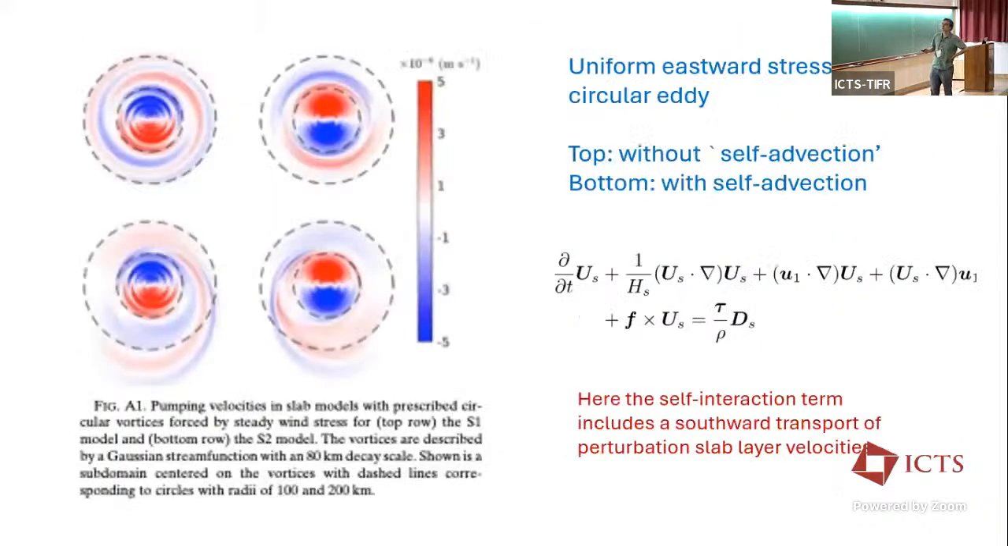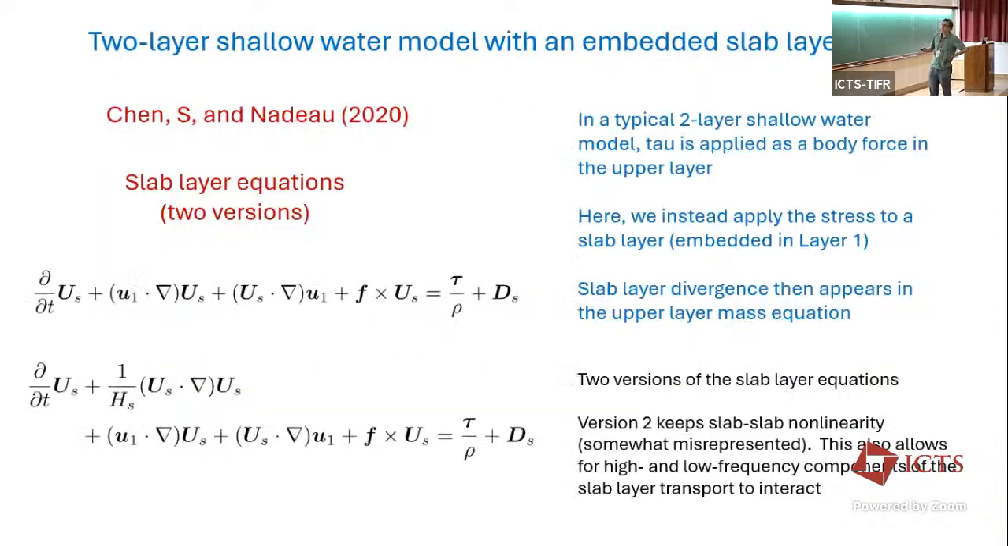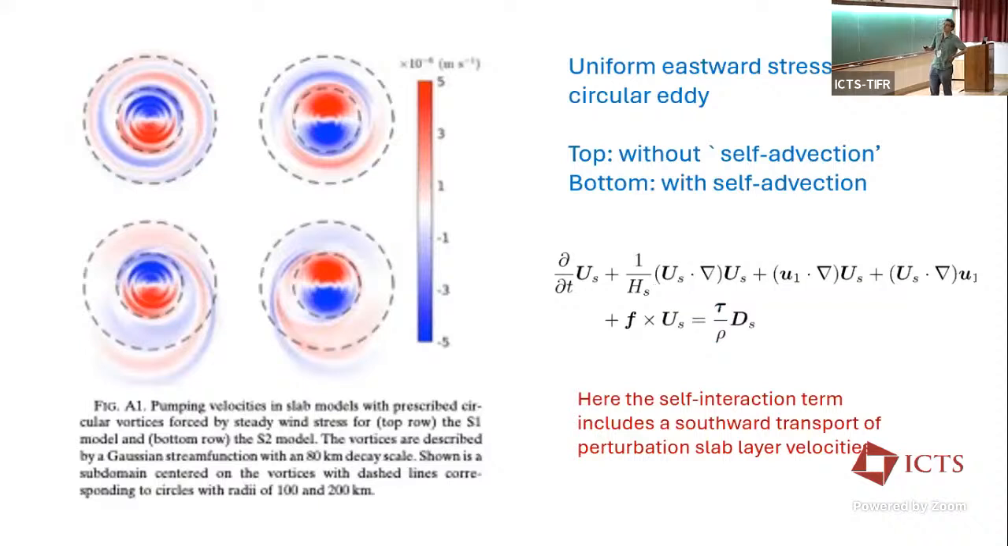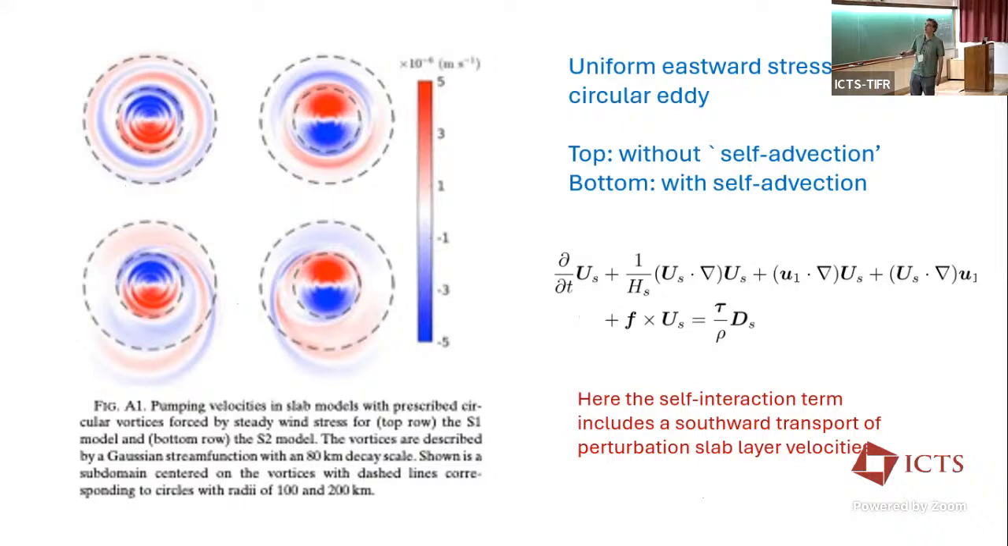Okay, so we redid this problem from Wenegrat and Thomas and got something similar. It doesn't look exactly like theirs, but it's an eastward stress over an eddy. They didn't tell us the structure of their eddy, so ours is different. I think this side's anticyclone and this side's cyclone, and this uses the version of our slab model without the self-interaction term. When I say the self-interaction term, I mean the slab interacting with itself, and this includes it.